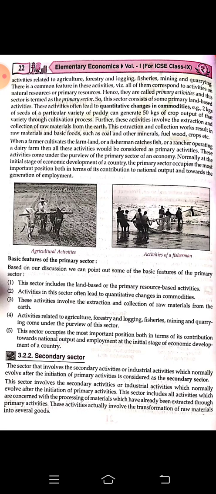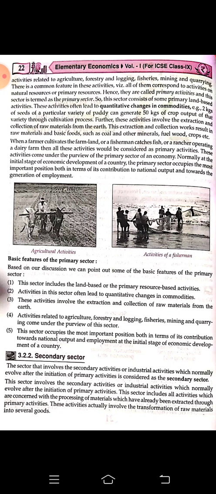Next, these activities are related to agriculture, forestry, as I have told you, fishing, mining, all these are involved here. And lastly, the fifth point is explaining that this sector is very important regarding our national output. The contribution of this sector is high in the national output.